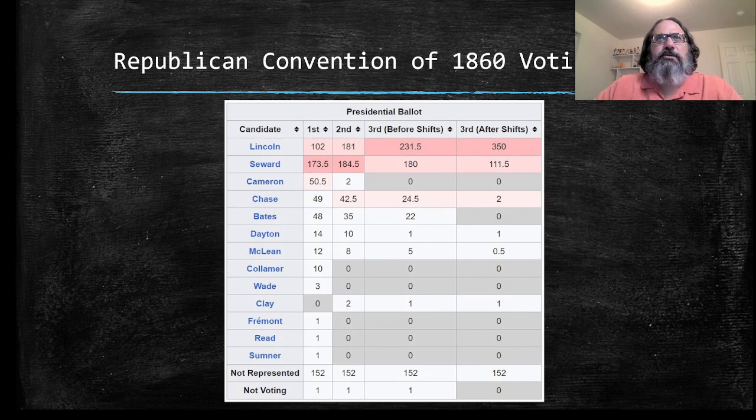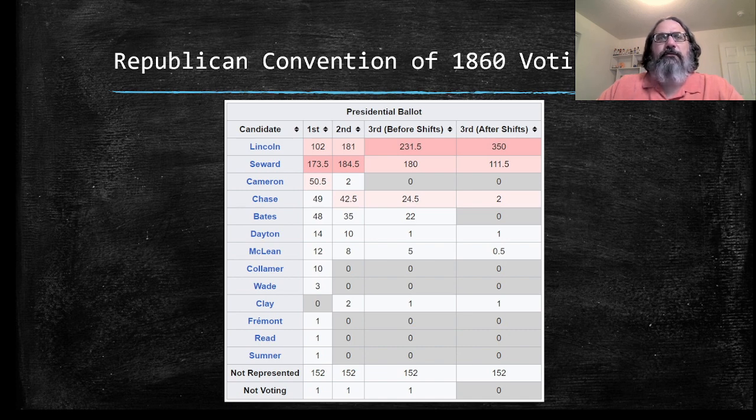Now, when you start to look at the elections here, this is the voting at the convention. In the first vote, Seward has this commanding lead. Second vote, he doesn't have enough to take the nomination, but he's growing. But notice where Lincoln is. Lincoln was always in the background, trying to become that next guy.